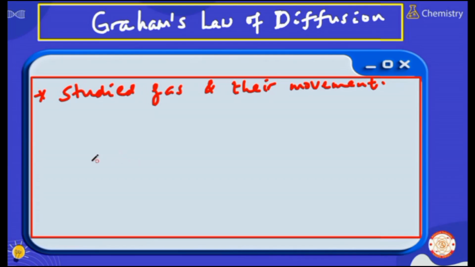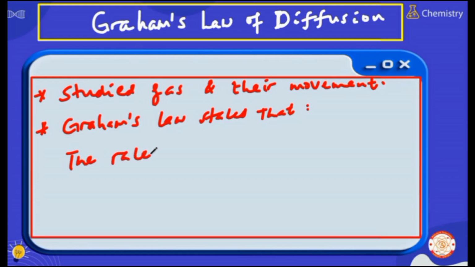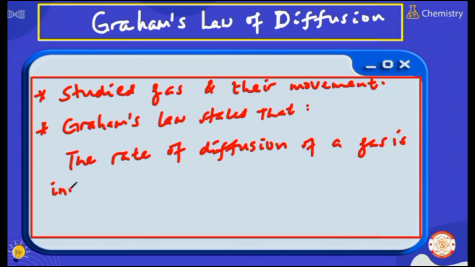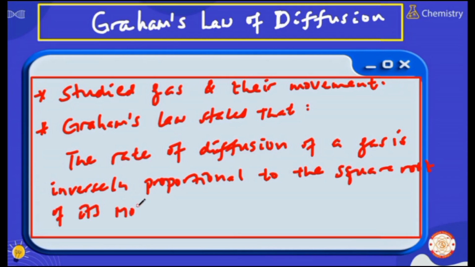So Graham's law states that the rate of diffusion of a gas is inversely proportional to the square root of its molar mass. This means what?